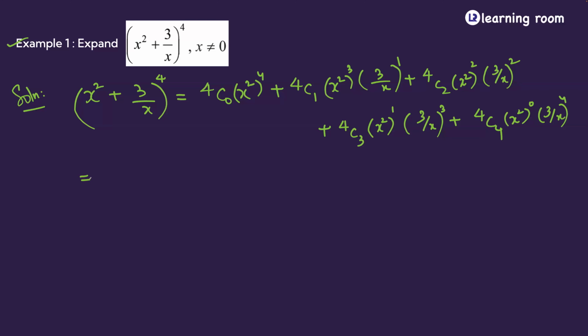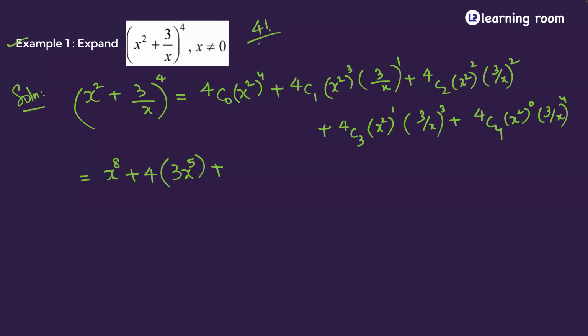Okay. So 4c naught is 1. So it is going to be x power 8. What is 4c1? NC1 is the number itself. Plus 4. Okay. 4 into, it is x power 6. X square the whole cube is x power 6 into 3 by x. So what will we get? 3x power 5. Right. So we'll have 3x to the power 5, plus 4c2 is 6. So you can get it like this.